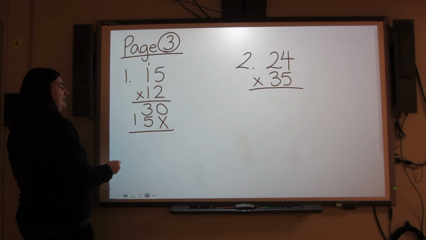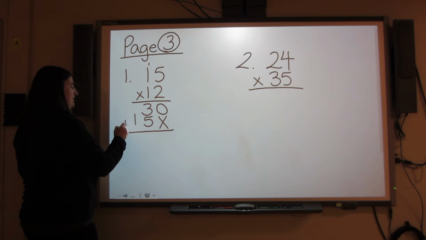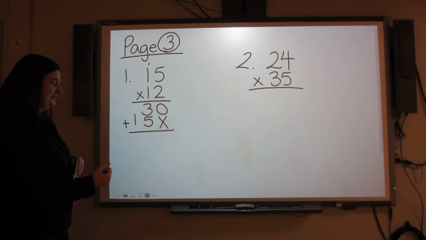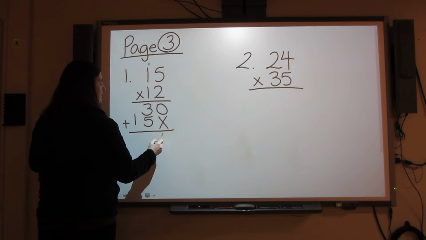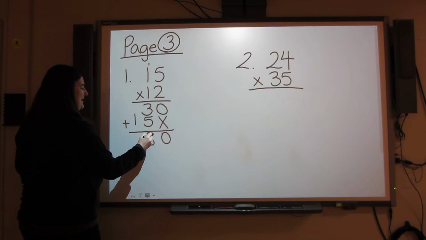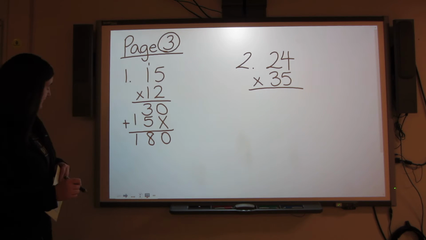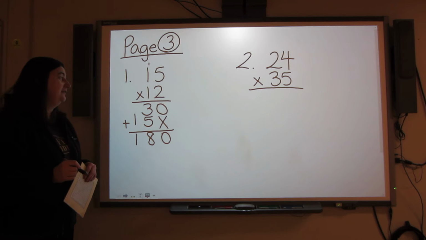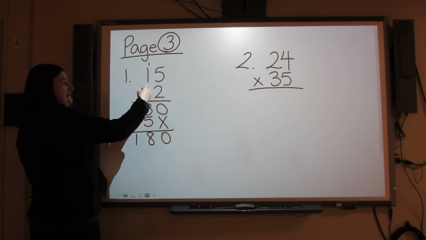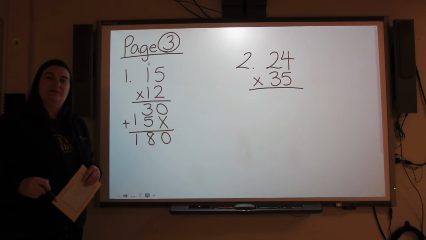Now remember, after you've multiplied and you have your 2 lines of answers, then you add them together to get your final answer. So 0 plus nothing is 0. 3 plus 5 is 8. And 1 plus nothing is 1. So my final answer of 15 times 12 is 180. I do not have any decimals in my question, so I will not have any decimals in my answer.